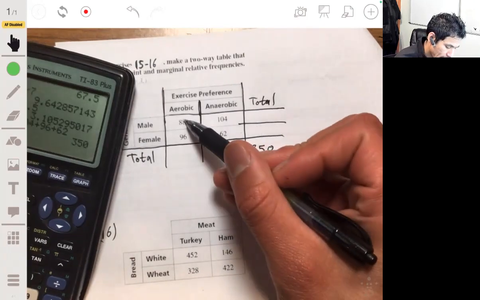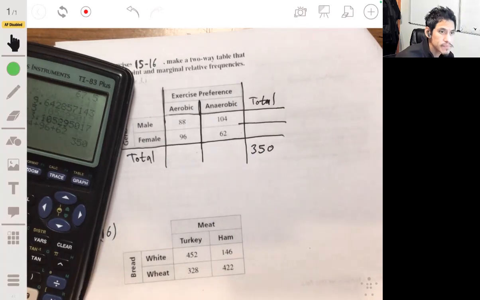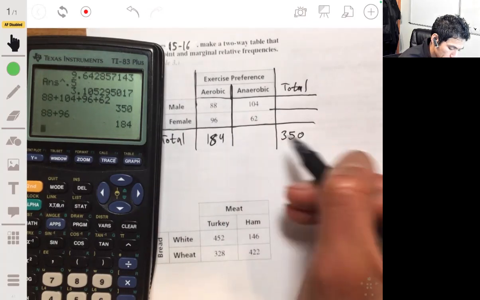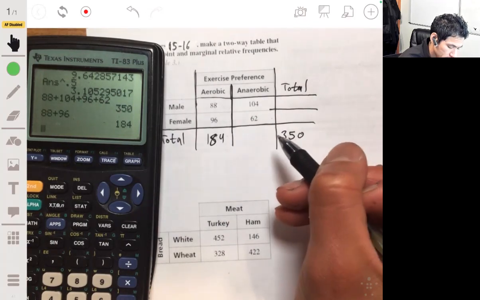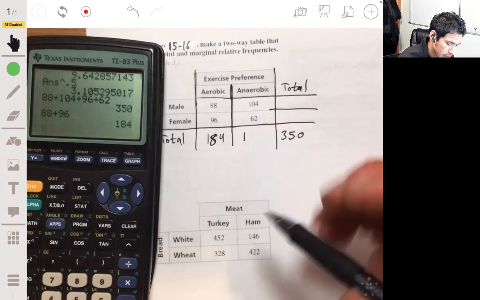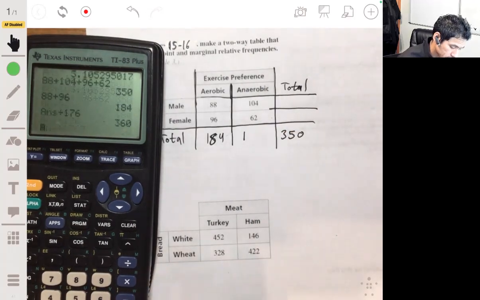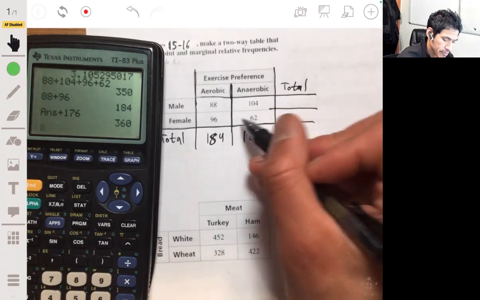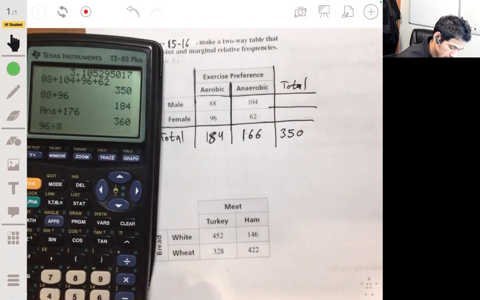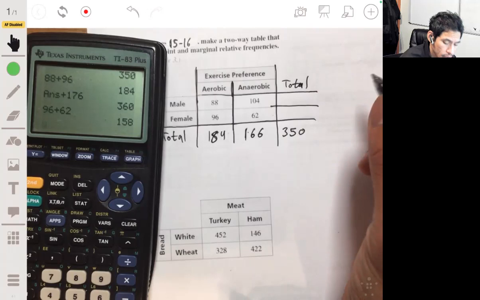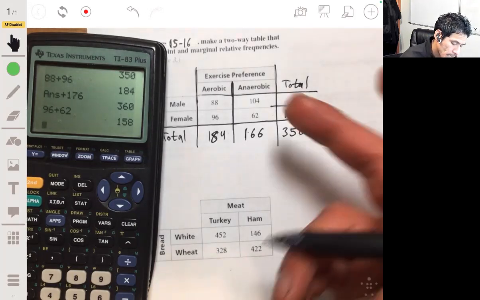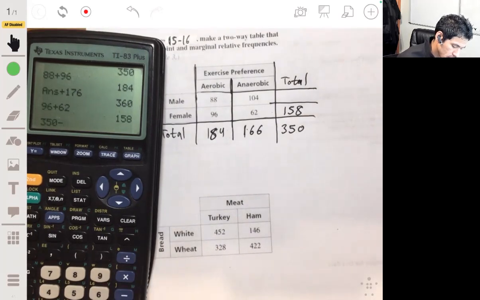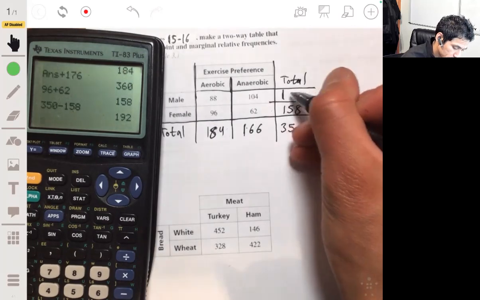And we figure out the rest by just adding across. 88 plus 96, 184. So to get 350, you would get what? 166. These two added together, 96 plus 62, 158. That would be then 192, right? 350 minus 158. Yeah, 192.